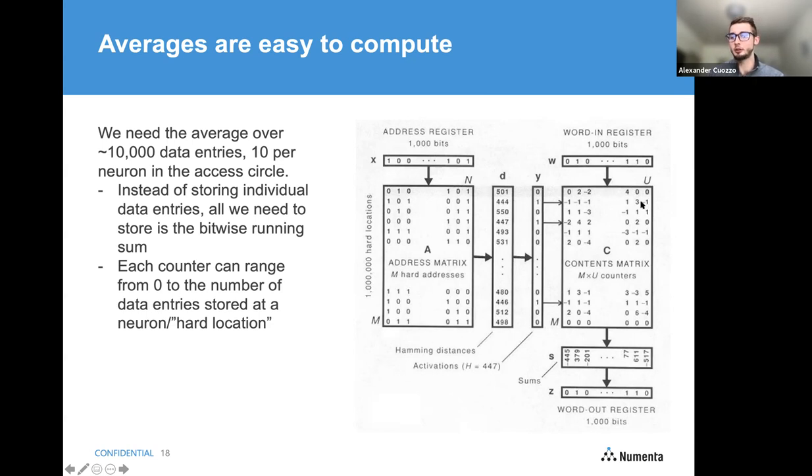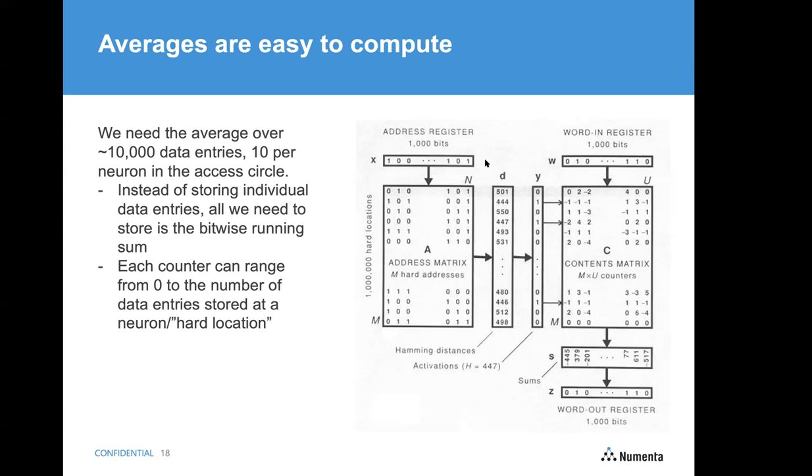And all these activated hard locations are then connected to another set of synapses that synapse onto another population of neurons, which here is represented by a matrix. And each hard location contributes the average of its multiset, right? And the word in register, you'll notice that the word in is different from the address. That's for a heteroassociative memory, which I'll talk about in just a second.